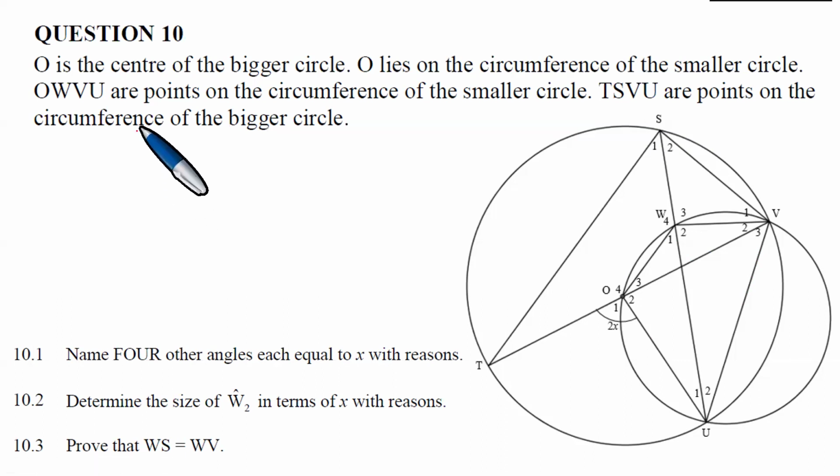Okay, let's look at this one. O is the center of the bigger circle. There is O, the center of the bigger circle. O lies on the circumference of the smaller circle. So there's a smaller circle, and on its circumference O lies. There are also points O, W, V, U on the circumference of the smaller circle. You can see 1, 2, 3, 4 points on the circumference of the smaller circle. T, S, V, U are sitting on the circumference of the bigger circle. Pay attention. Name 4 other angles, each equal to X, with reasons.